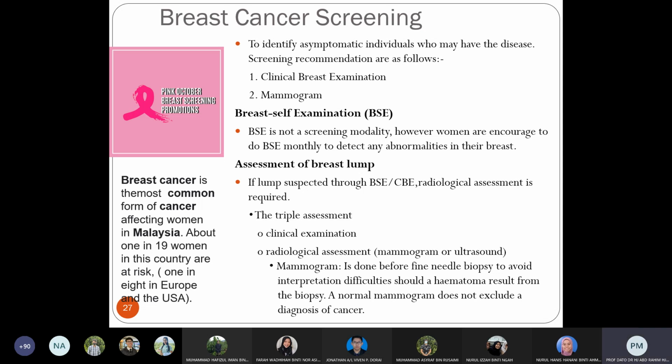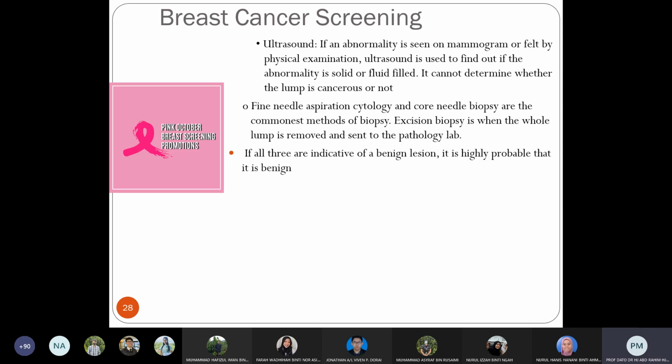If a lump is suspected through BSE, they have to do triple assessment: clinical examination, which can be done at a hospital, and radiological assessment. We have a mammogram, ultrasound, and also fine needle aspiration. So if all of these are negative, it is probably benign.